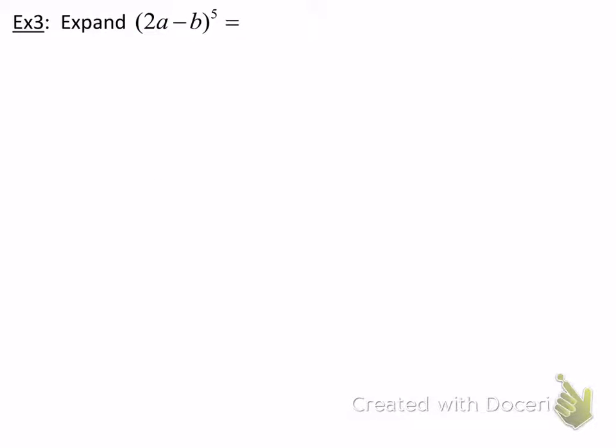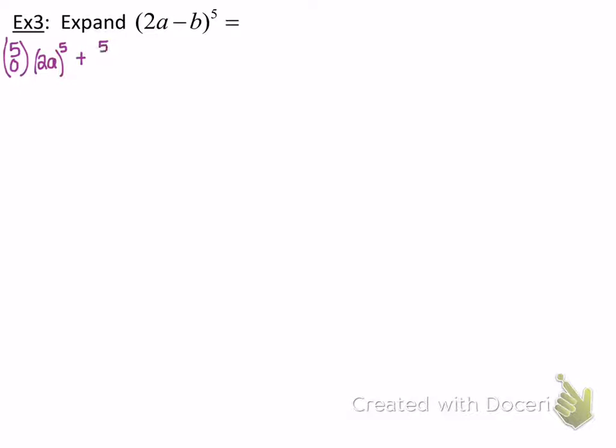So now we're going to do another example with coefficients. However, we have a subtraction sign, so let's see what that does. All right, so we start with 5 choosing 0. A is 2a, so we have 2a to the 5th power, and then b to the 0.